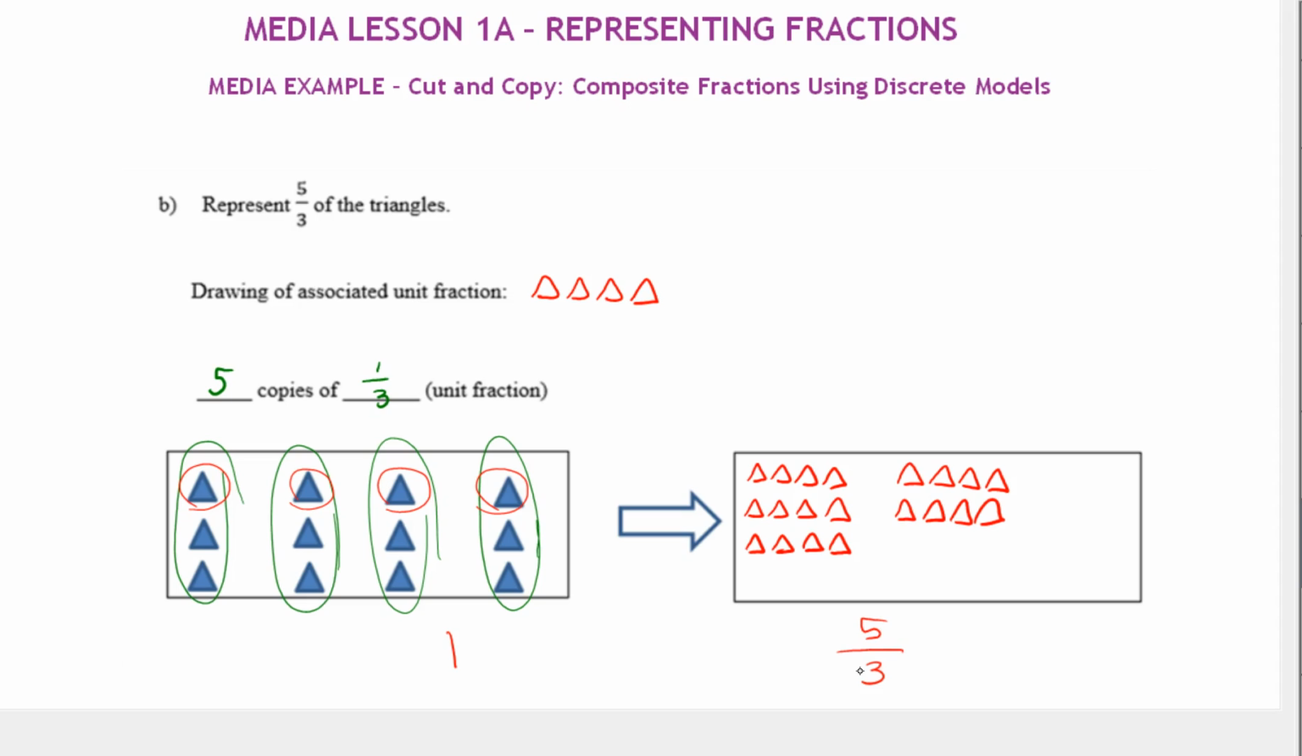5/3. Okay. Now notice there's more triangles here than there is here, and that makes sense because this is more than 3 copies of 1/3. So 3 copies of 1/3 would be the exact same as this. We have 5 copies or 2 more, which gives us some more triangles.